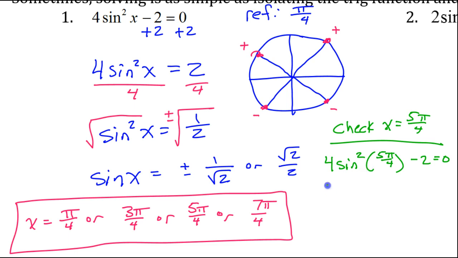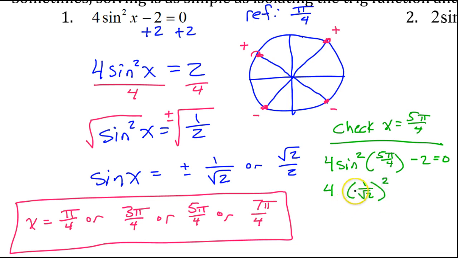Okay, so 4. Now remember, sine squared theta means we're doing the sine of this and then squaring it. So what is the sine of 5 pi over 4? Well, of course, the reference angle is pi over 4. So let's start with that. What's the sine of pi over 4? Well, we know that that is 1 over radical 2.